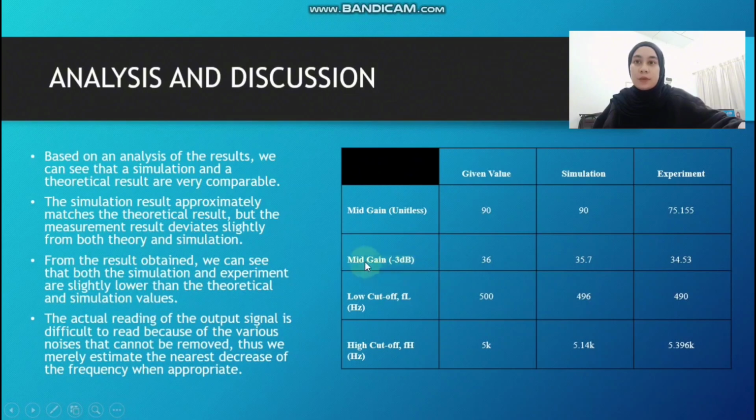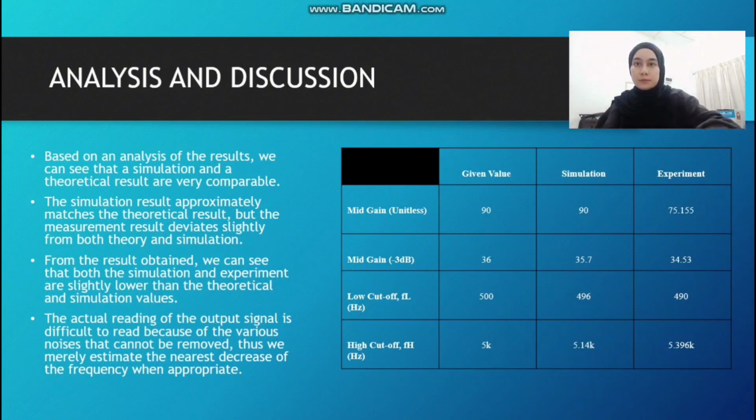It's slightly different, and we also calculate the mid gain in dB. For the given value, we got 39 dB, and minus 3 dB we got 36. For the simulation, the mid gain in dB we got 38.7, and minus 3 dB we got 35.7, which is also slightly different from the experiment value. Same goes for the low cutoff frequency and the high cutoff frequency. From the result obtained, we can see that both simulation and experiment are slightly lower than the theoretical values. The actual reading of the output signal is difficult because of the noise.